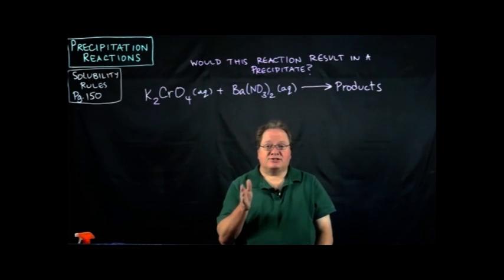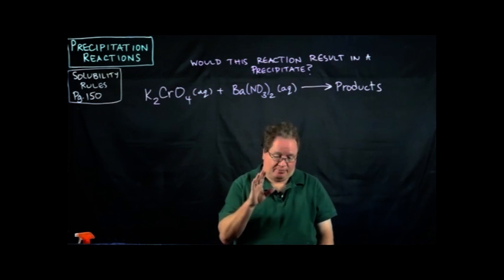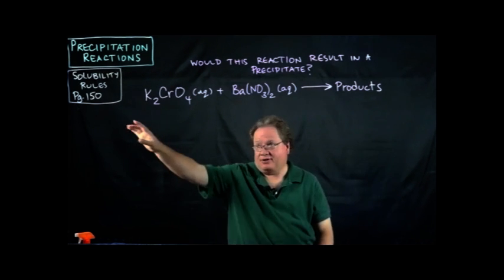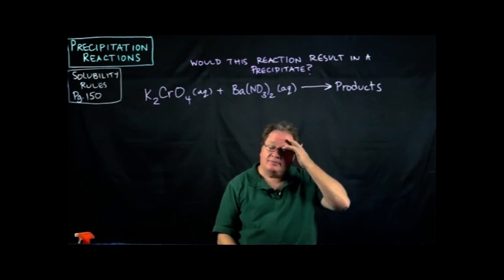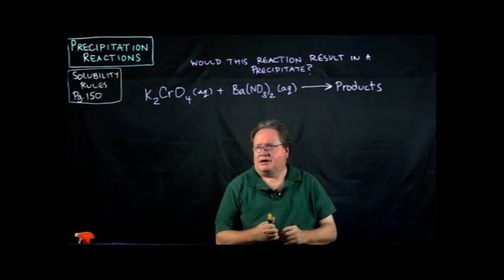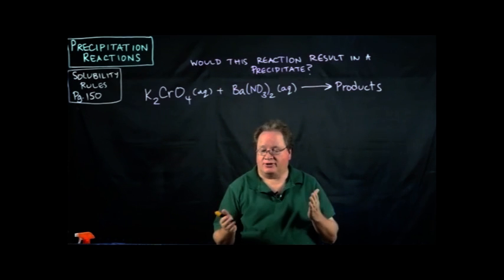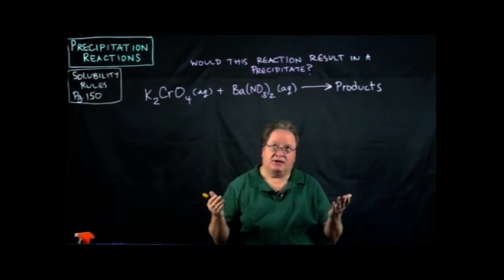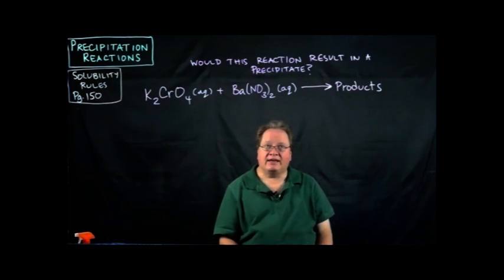All right, so let's do a little bit more practice using these solubility rules. And by the way, the solubility rules themselves, you can find them on page 150 in your textbook. And you should be expecting a quiz on those in the next few days. I'll give you details. Anyhow, so I'm going to ask myself a question here. We're going to use the solubility rules to hopefully work through this and see if we will get a precipitate. So would this reaction result in a precipitate?